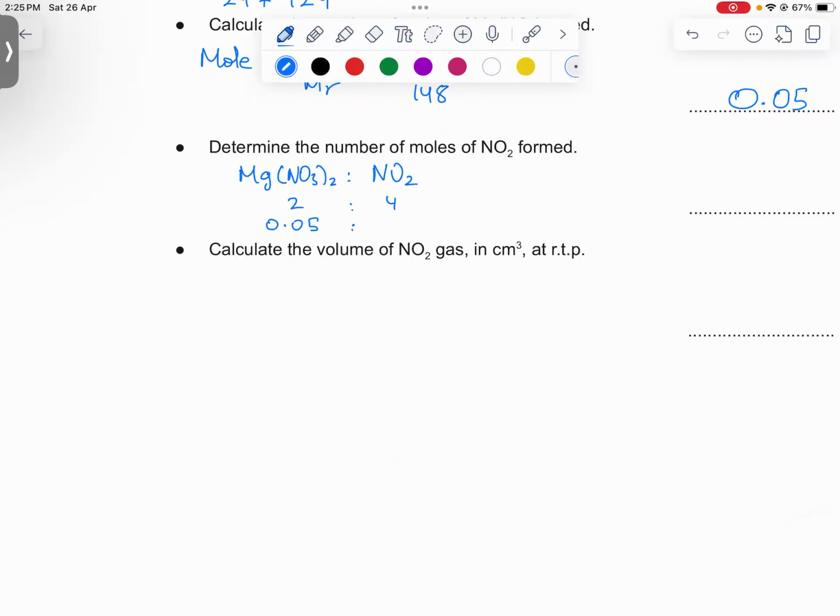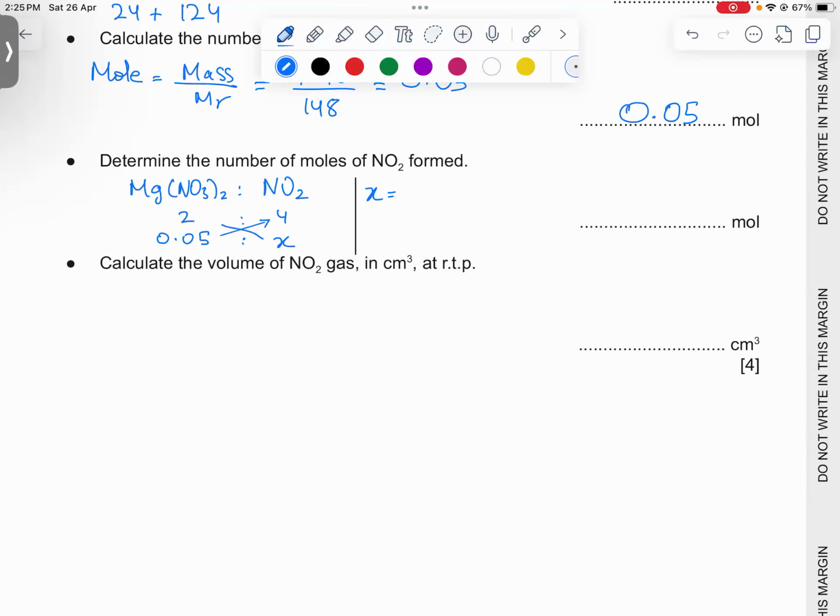But you can try and find it by the cross multiplication method. There is nothing wrong with doing cross multiplication. No one is going to say, oh, you weren't smart enough that you calculated it in your head. You can just do 4 times 0.5 divided by 2. The answer you would get is 0.1, however. You can confirm 0.1.